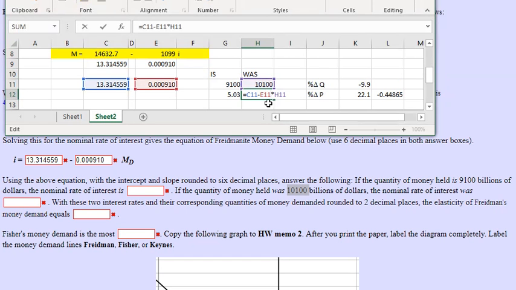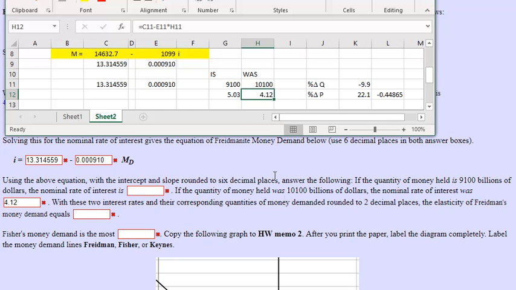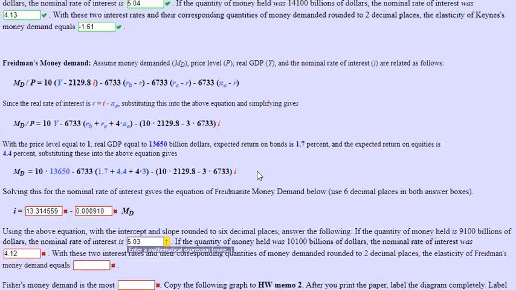10,100. So when I plug this into my money demand equation, where I got C11, which is that value, minus the slope, that value, times this new quantity of money, $10,100 billion, I get an interest rate of 4.12, which is kind of close to what it was before, right? So this is 4.12, and then this is 5.03, so it's really close to the values above, right? Here we had 5.04, now we got 5.03, and then we got 4.13 and 4.12.